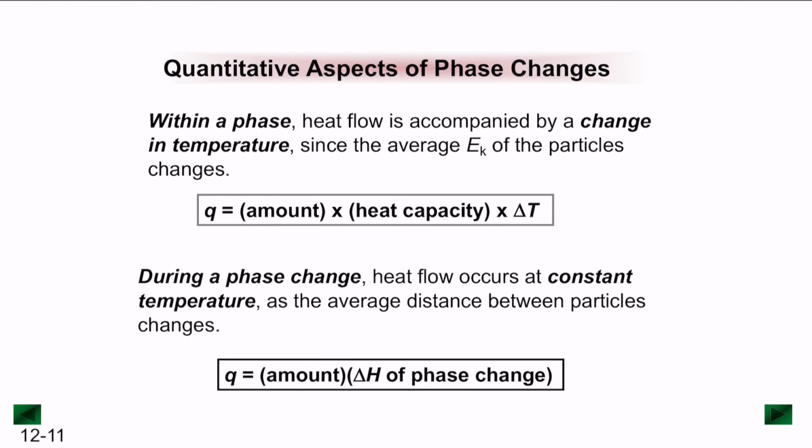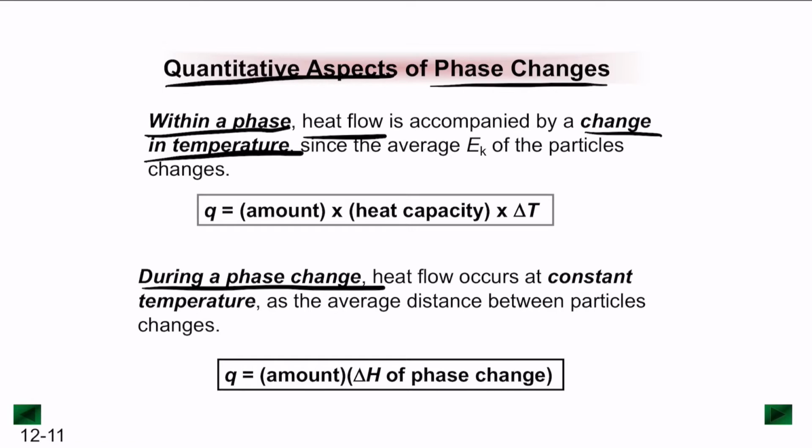Let's talk about the quantitative aspects of phase change. We talked about the qualitative aspects of phase change, where the phase changes from solid to liquid, liquid to gas. But let's now talk about the quantity of heat that is required for a phase change. There are two types of heat that are required: one within a phase and the other during a phase change. Within a phase, where the structure is either a liquid, a solid or a gas, the heat flow is accompanied by a change in temperature.